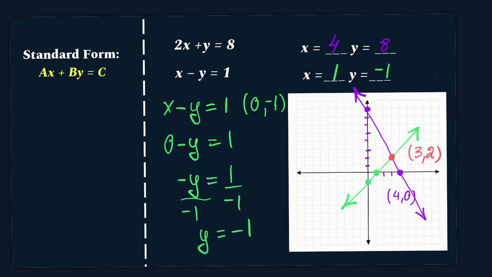So let's recap. To find the solution for a system of equations that are written in standard form, we can find the x-intercept and y-intercept and graph those points, and then find our solution.